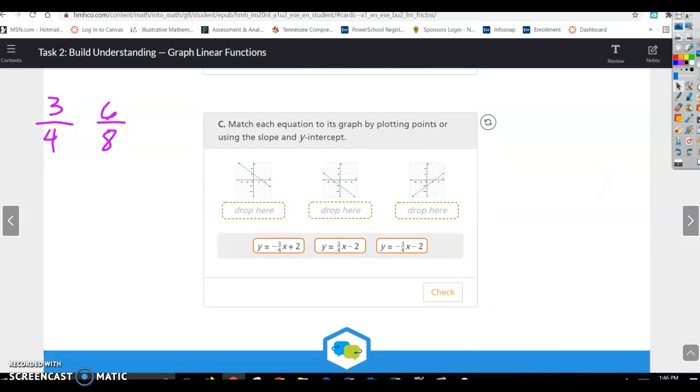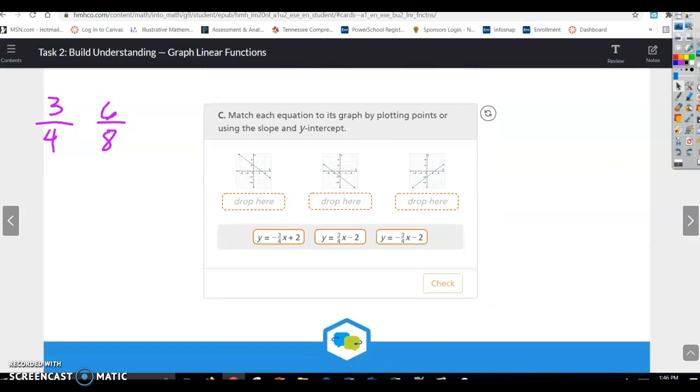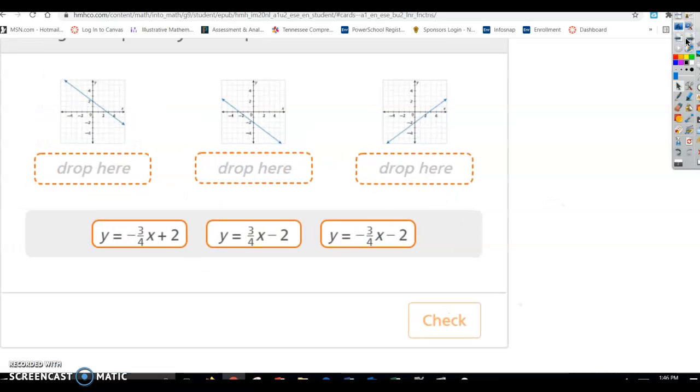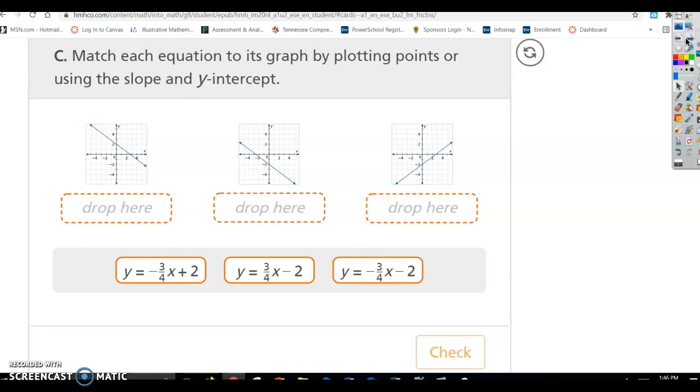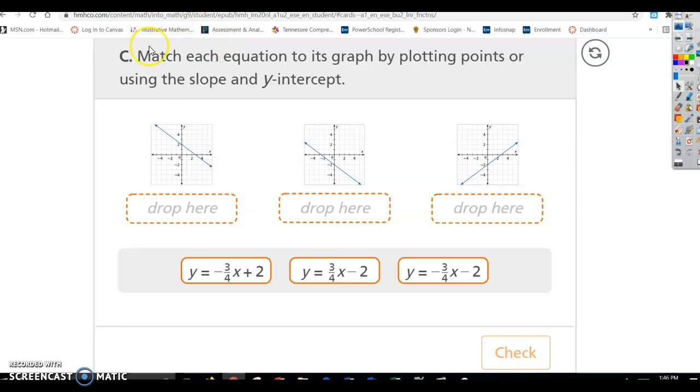Alright, it says match each equation to its graph by plotting the points. So this is important because we have learned that if your line goes uphill from left to right, then it's a positive slope. If it goes downhill, it's a negative slope. So we can see that this is negative, and this is positive.